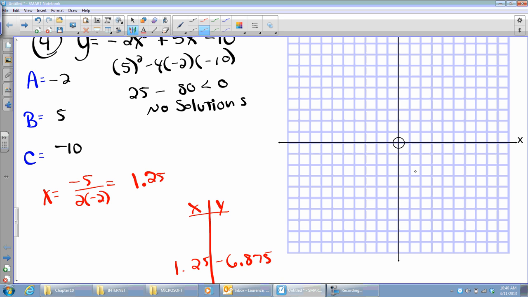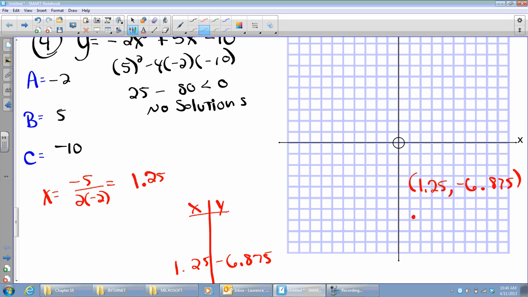And I like the fact that the y-coordinate of my vertex was negative, because 1, 2, 3, 4, 5, 6, okay, right about there. I like that because I knew it was going to open downward because A was negative and there were no zeros. If it was opening upward and no zeros, then my vertex would have been above the x-axis.